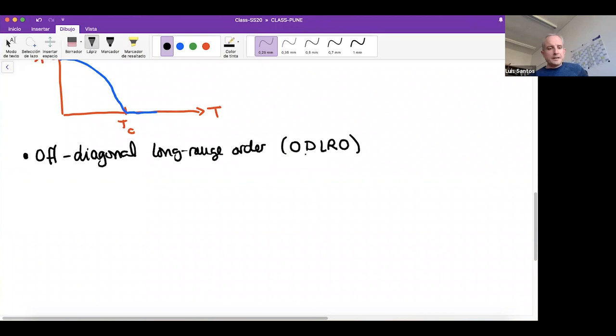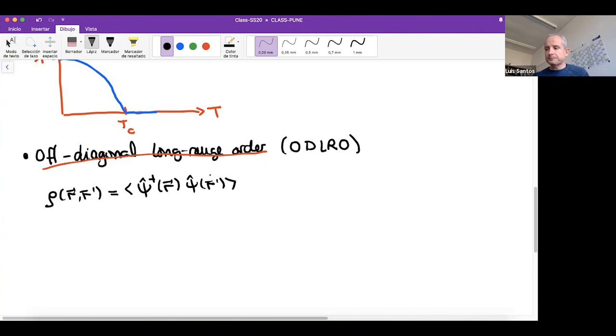Okay, here, in order to understand what this off-diagonal long-range order is, we should recall the idea of the one-body density matrix. The one-body density matrix is a function of two points. This type of correlation function involves the field operator for bosons at point r and for bosons at point r prime, psi dagger psi. This is the single particle density matrix.